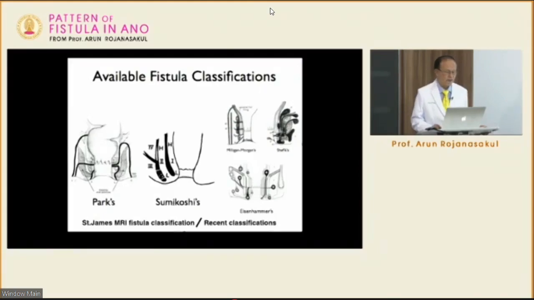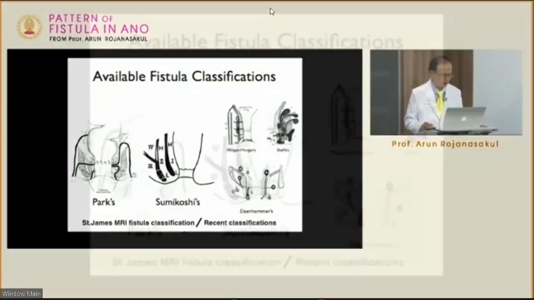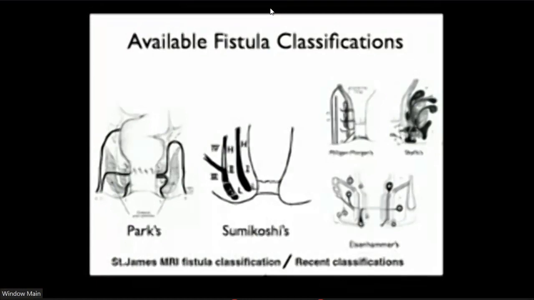If we look at the available fistula classifications, the most popular, most widely used for a long time, maybe 40 years, is Parks. And then we have Sumikoshi, which is popular in East Asia, I mean Japan, Korea, some parts of China. And we have Eisenhammer. I think, in fact, Eisenhammer, in my opinion, is the best. And then we have the very old one, the Milligan Morgan.